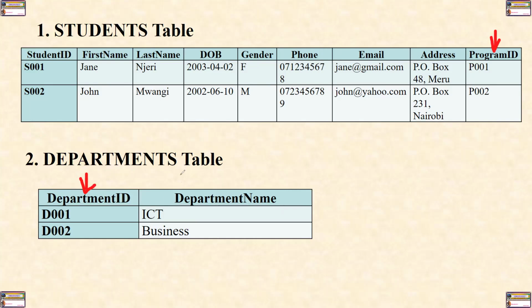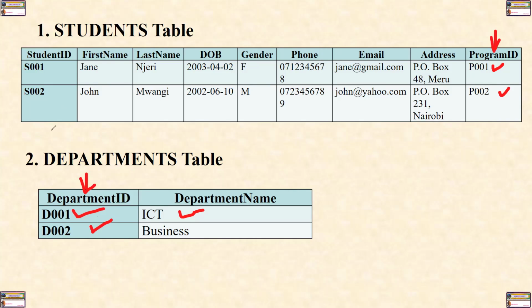So we have two fields for the departments table. We have the department name and we have department ID. The department ID will be used to identify the department. So anywhere we are going to refer to the ICT department in the database that we're going to create, we are going to be using D001, and business D002. For the programs, we are going to see what P001 and P002 are from the programs table.